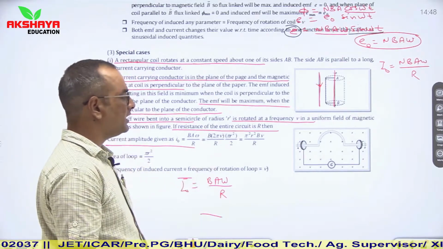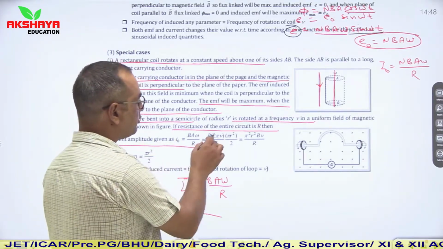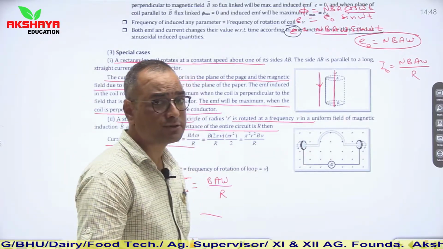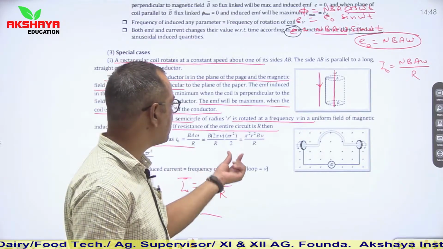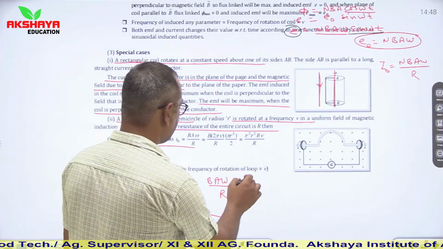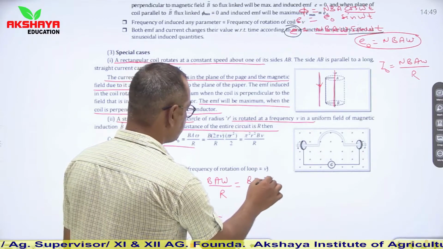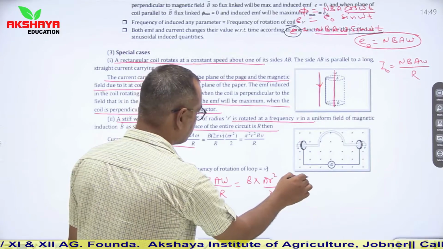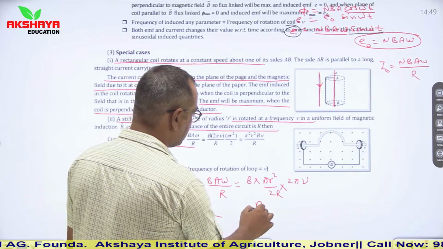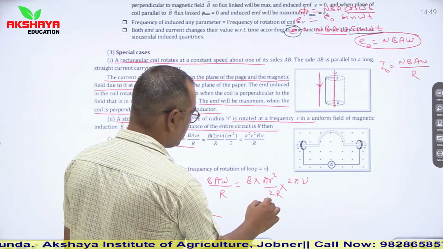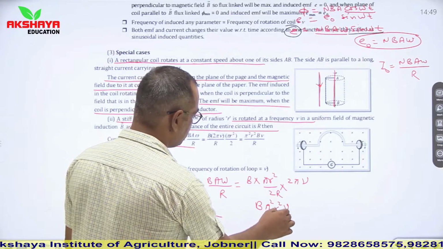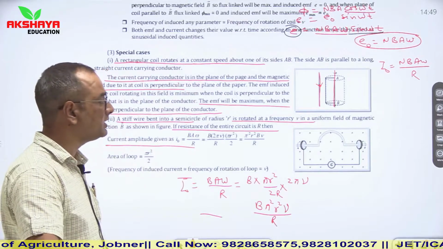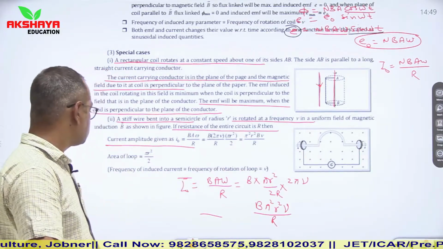Here A is pi R square, omega is 2 pi nu. It is in the form of a semicircle, so its area will be half, meaning pi R square by 2. So B times area is B pi R square by 2, and omega is 2 pi nu. So 2 is cancelled out and it is B pi square R square nu upon R. So this is the value of the maximum induced current in this semicircle wire.